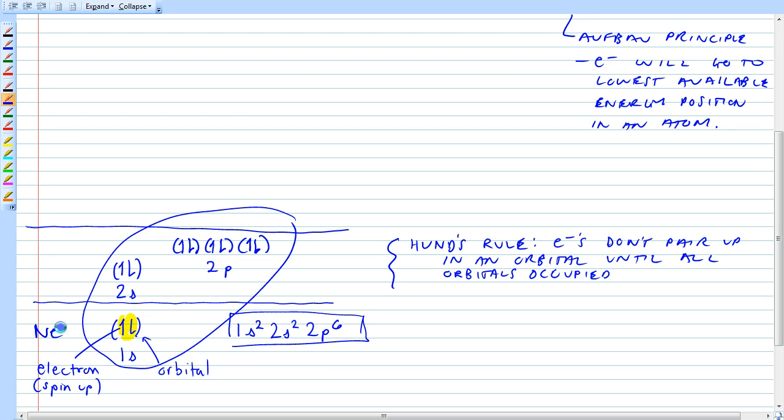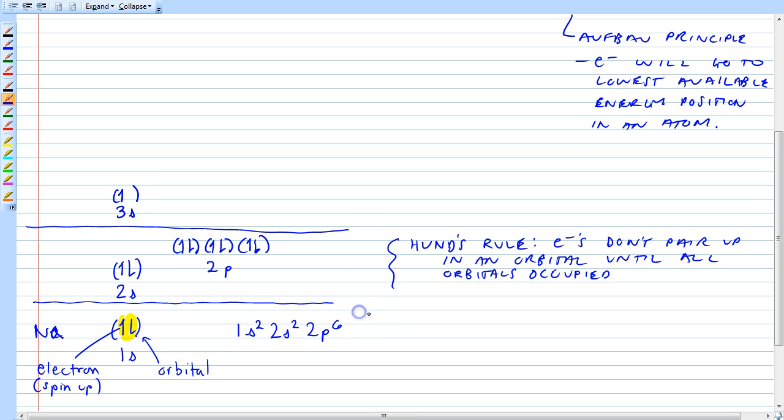Okay, so let's see what would happen if I move on to sodium. If I move on to sodium, you can see that I can't put it in the 2p, and I can't start a 2d because the second principal energy level does not have a d sublevel. So what I'm going to have to do is go into the third principal energy level and start there. So that additional electron for sodium, which has a total of 11 electrons, is going to go in there like that. And in this configuration notation I'm going to write a 3s1 like that.